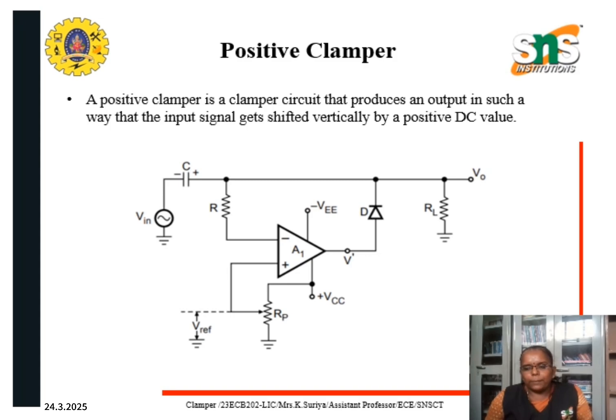So the circuit comprises a diode which is connected at the output of the op-amp in the forward bias condition, and the negative of the diode is connected to the input voltage Vin along with the capacitor. The reference voltage V reference is connected to the non-inverting terminal of the op-amp, and the input voltage is connected to the inverting terminal of the op-amp.